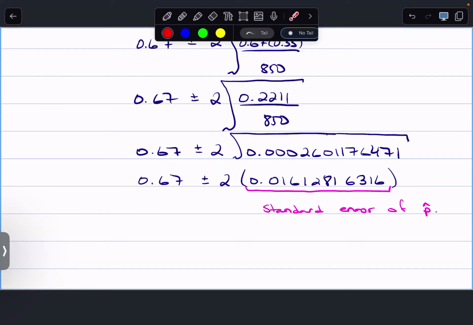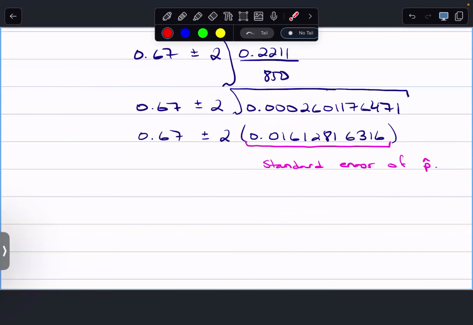So now I want to move out 2 of these, right? 1, 2, 95%, so times 2. So I get 0.67 plus minus 0.0322563.